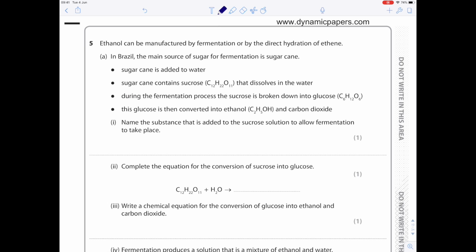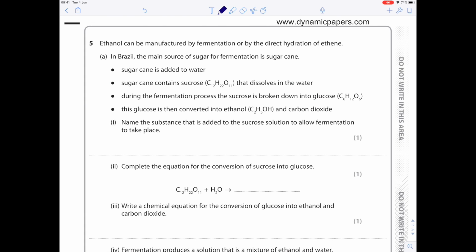Ethanol can be manufactured by fermentation or by direct hydration of ethene. In Brazil, the main source of sugar for fermentation is sugarcane. Sugarcane is added to water. Sugarcane contains sucrose, C12H22O11, that dissolves in the water. During the fermentation process, the sucrose is broken down into glucose, C6H12O6. The glucose is then converted into ethanol, C2H5OH, and CO2.